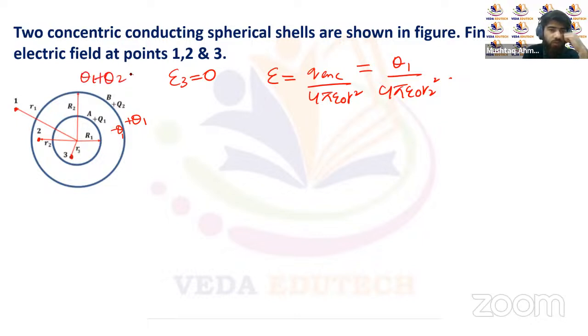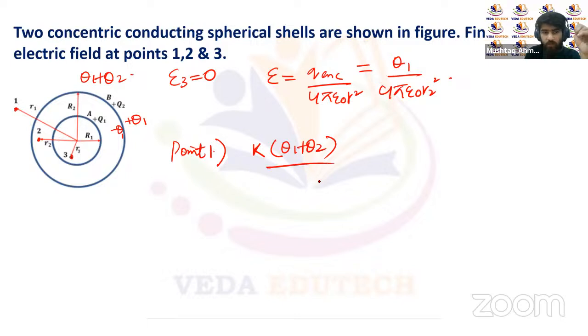We know that for the outside region of a sphere, it's like a point charge. So for point 1, the net electric field will be like a point charge, that is k (q1 plus q2) upon the distance squared, that is r1 squared. This will be the electric field at point 1. So E1 will be k (q1 plus q2) upon r1 squared.